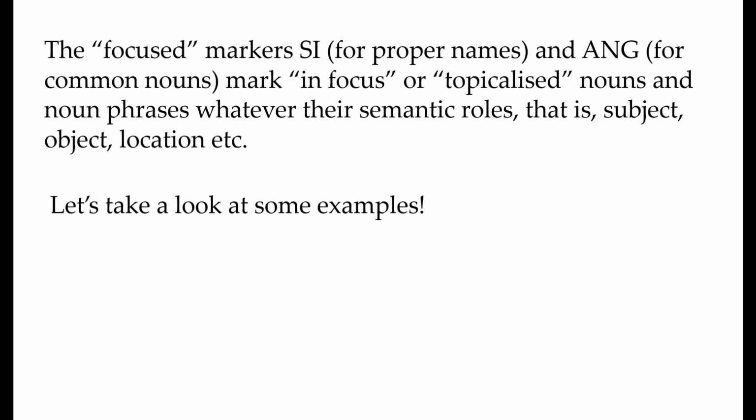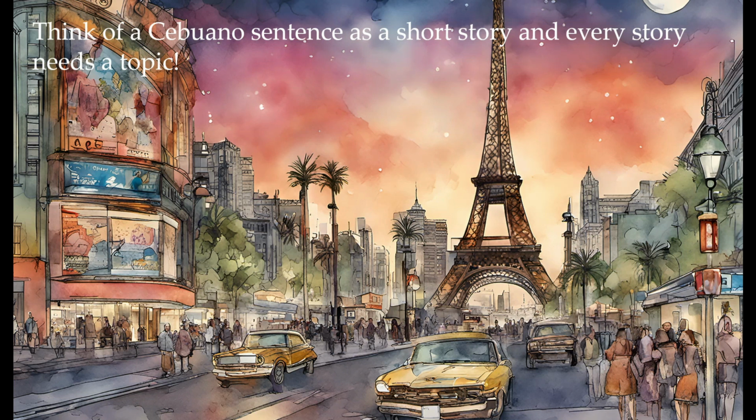So the focus markers, si, is used for proper names, generally the names of people, and I think sometimes even the names of pets. I think people like to use that, right? Correct me if I'm wrong. And for ang, it's usually used for nouns, any kind of noun, table, chair, mountain, planet, things like that will have ang. And both of these markers, si and ang, are used to mark things that are focused, nouns that are in focus. It doesn't matter what they are, whether it's the subject, the object, or the location, as long as it's in focus, it takes si or ang. Let's take a look at some examples.